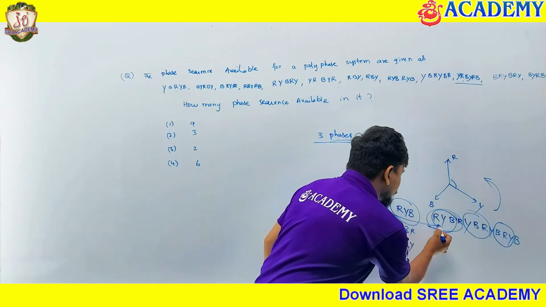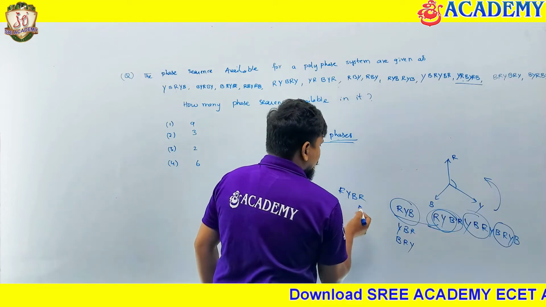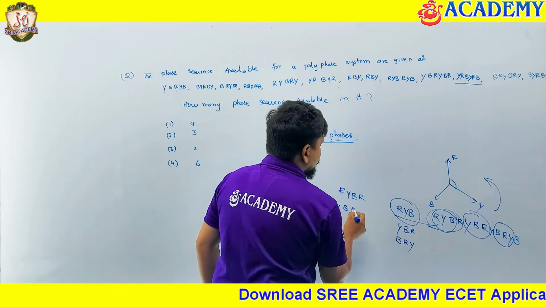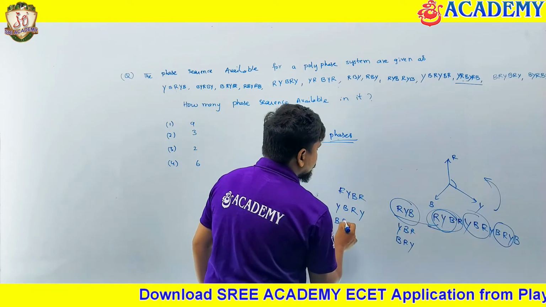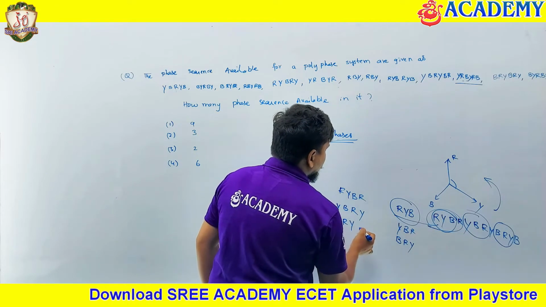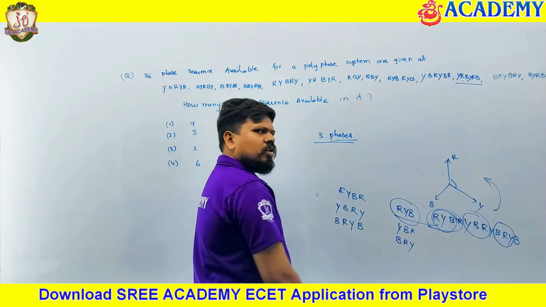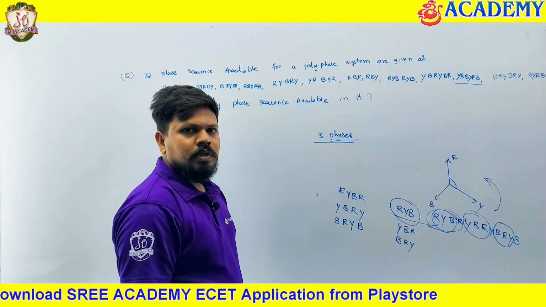RYBR, RYBR we can write down. Otherwise I will write down from the Y: YBRY I can write down. Otherwise I will write down from the B: BRYB. Again what you will get? B. I can write down like this also. There is no problem. Understanding, right?